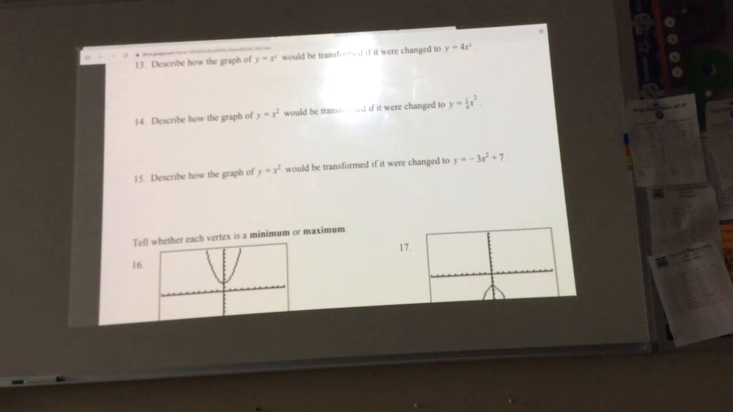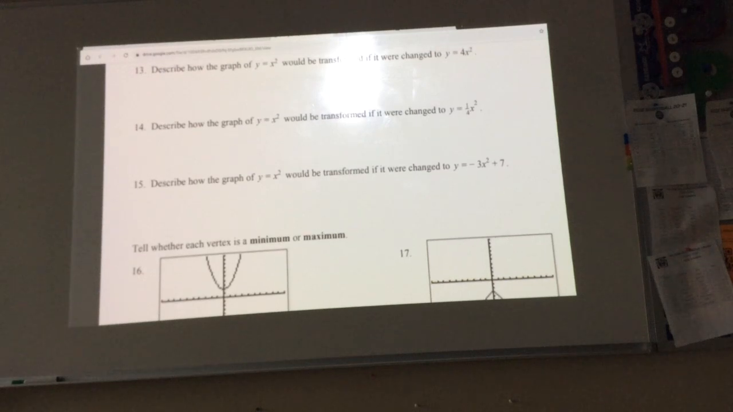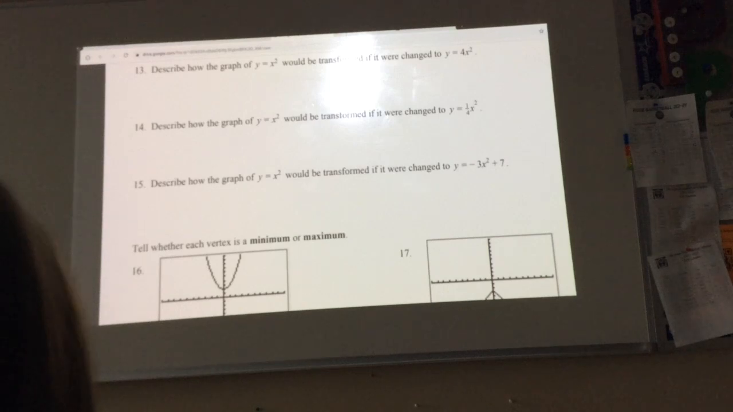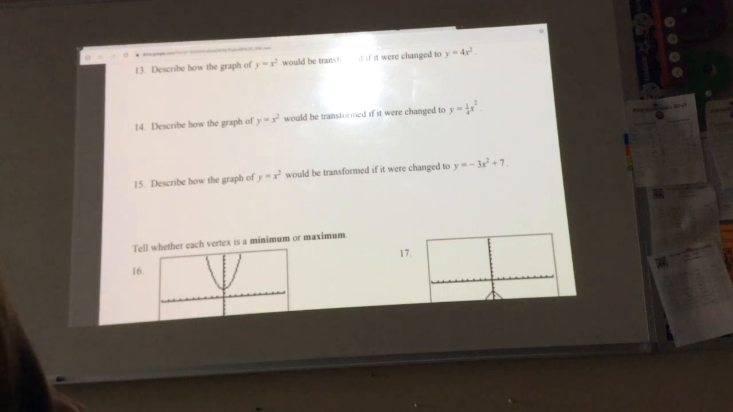So for 13, I want you to type in y equals x squared. And then I want you to type in y equals 4x squared. And hit graph. That's a steep climb. Alright, how would you describe that to me? It's a steeper parabola. It's steeper. The parabola got skinnier, right? Can we say that? The parabola shrunk in a little bit.